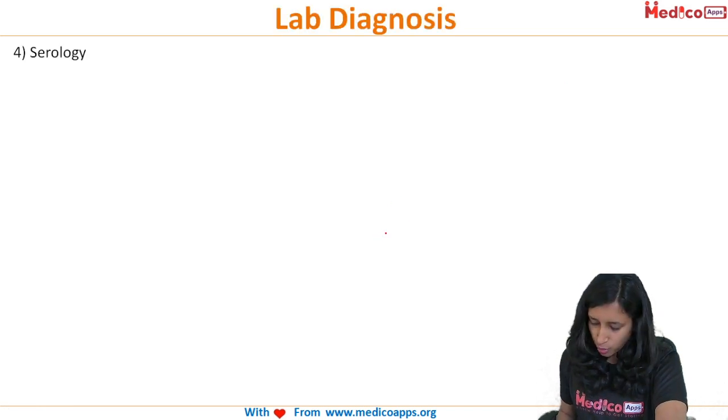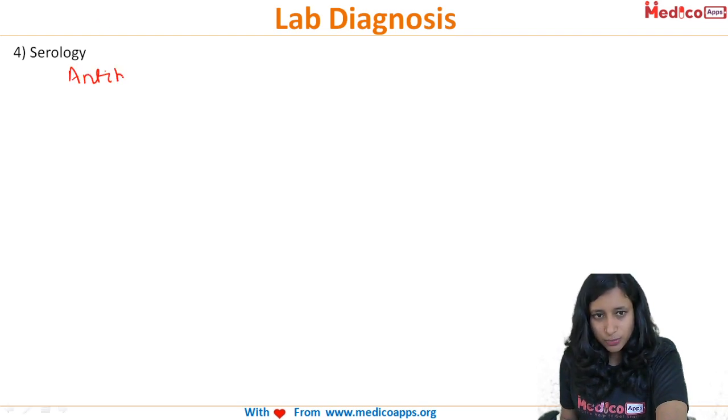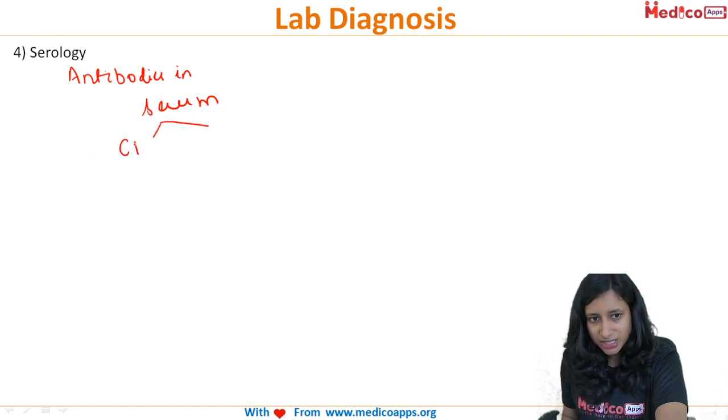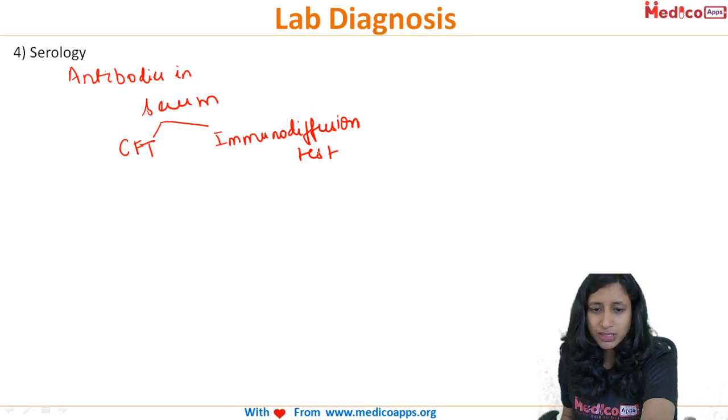Now serology. So you can check for antibodies in the serum. This is where your antibody testing comes into play. So you check for antibodies in serum. This is one of the methods that you can do, and it is done by two methods, by complement fixation test and what is known as your immunodiffusion test. So you can check the antibodies by these two methods.